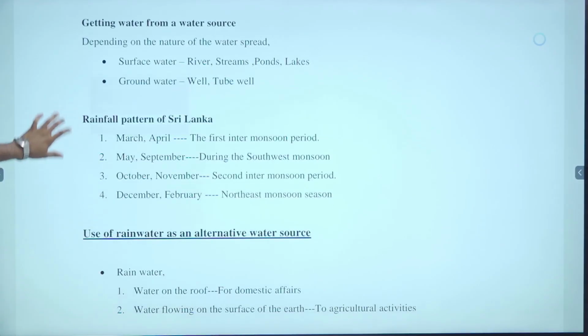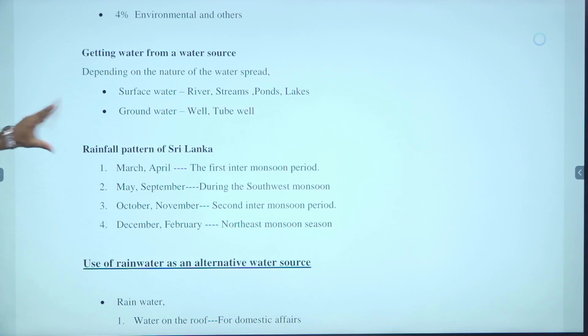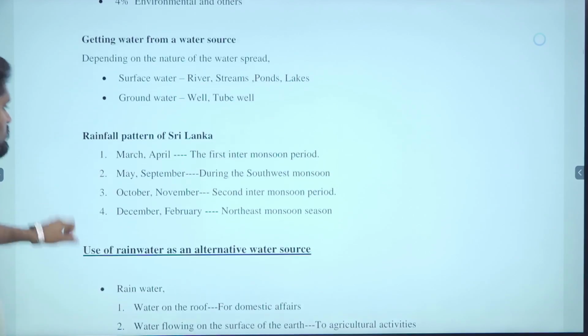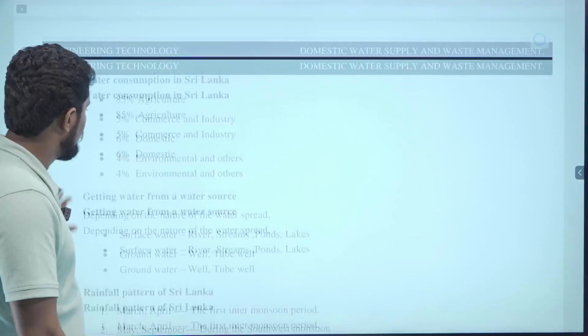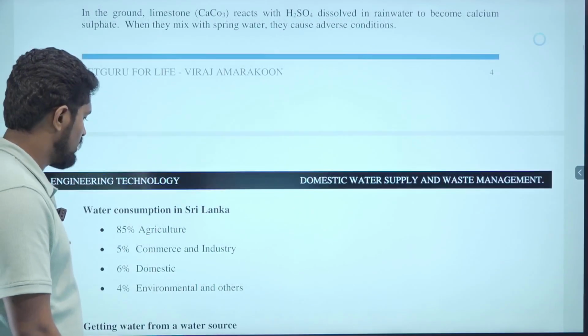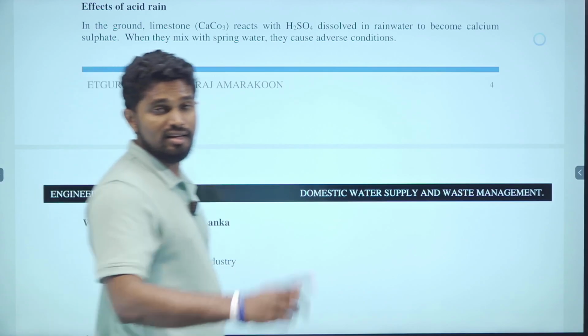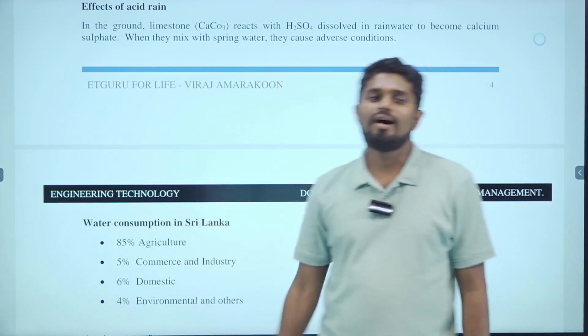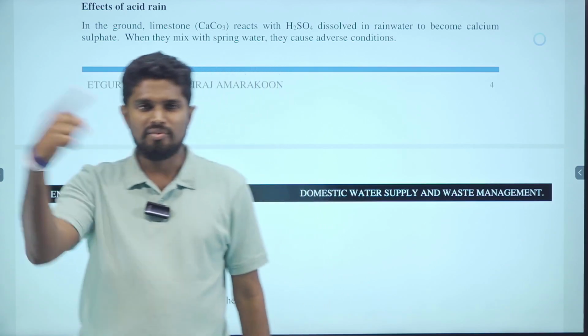Okay guys, and getting the water from the surface. Until here we discussed the water cycle, and then we are going to use the water. Okay, the remaining part I will discuss in the next session.